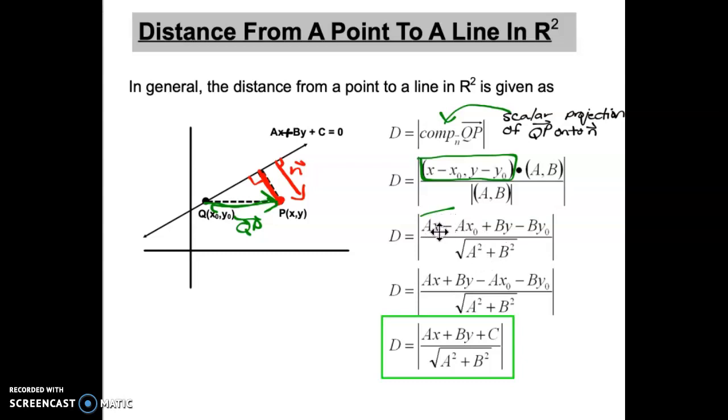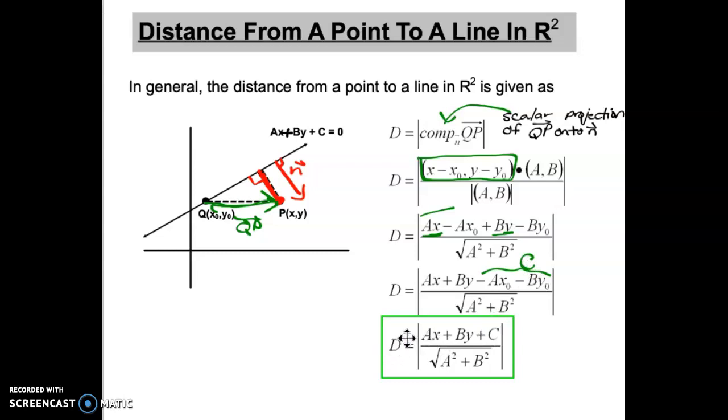Then to go to the next line, all they've done is taken ax and by and moved them to the front. And then they've grouped together all of these other numbers. Everything there would be a number, because a is a constant, x naught would be a constant, negative b would be a constant, and y naught would also be a constant. So all those numbers would combine. And if you remember back to the lesson where we talked about the Cartesian equation, that actually is what our constant c was in the Cartesian equation.